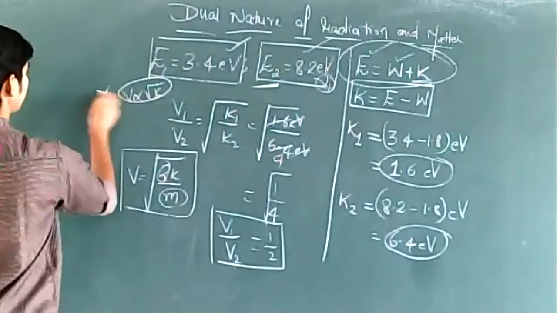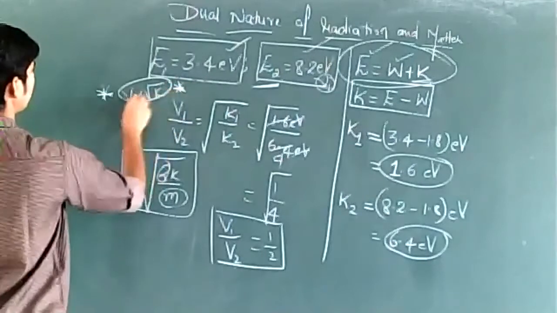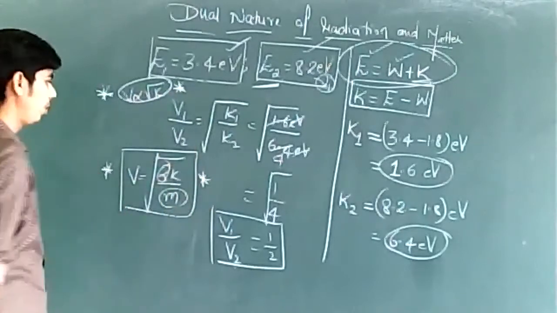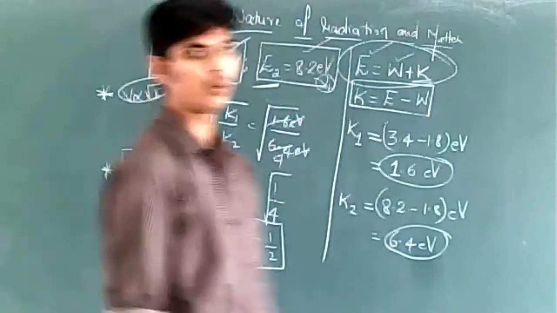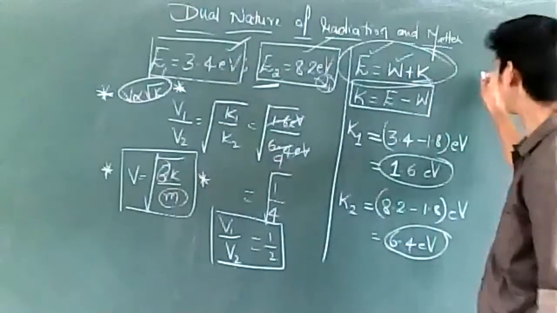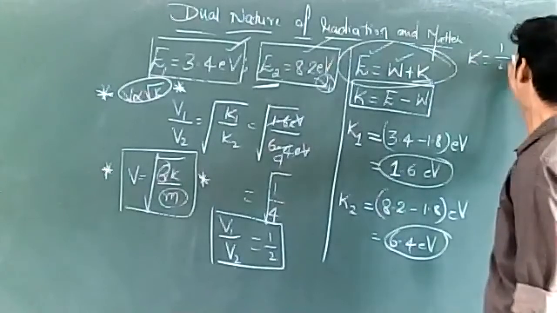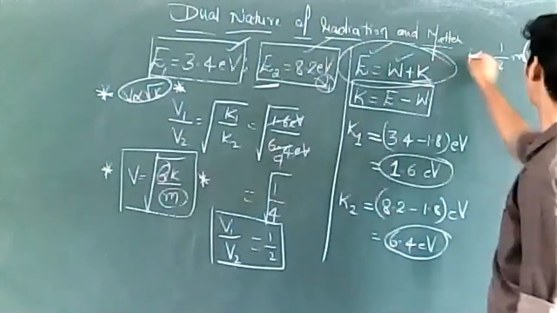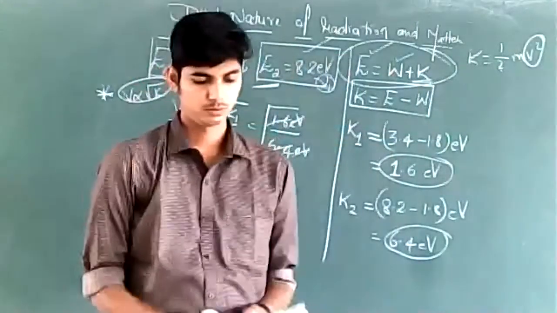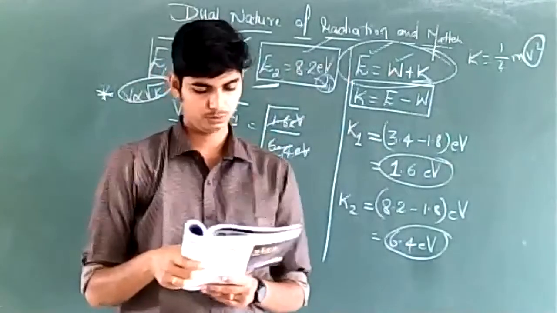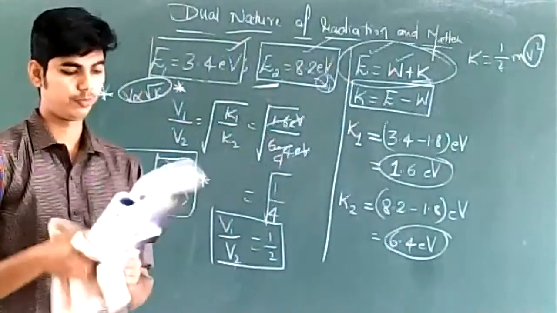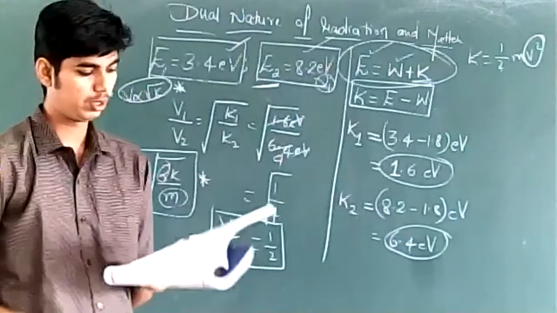Just make a note of this. Speed of a photoelectron is directly proportional to the square root of kinetic energy. The formula is V equals square root of 2K by m. It comes from the formula for kinetic energy, K equals half m v squared, so v squared equals 2K by m, and v equals square root of 2K by m. So the option is 2.